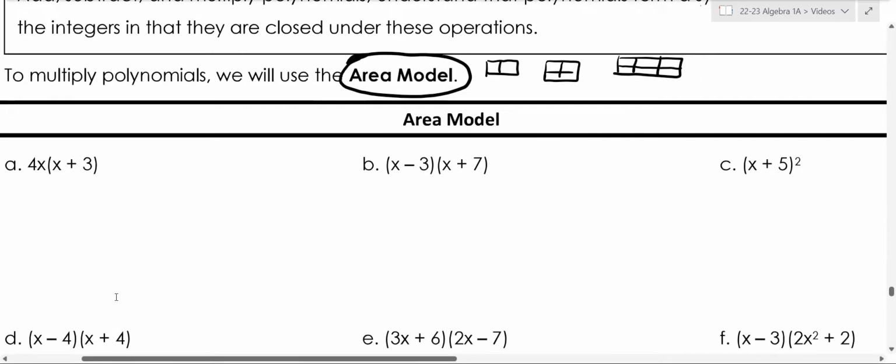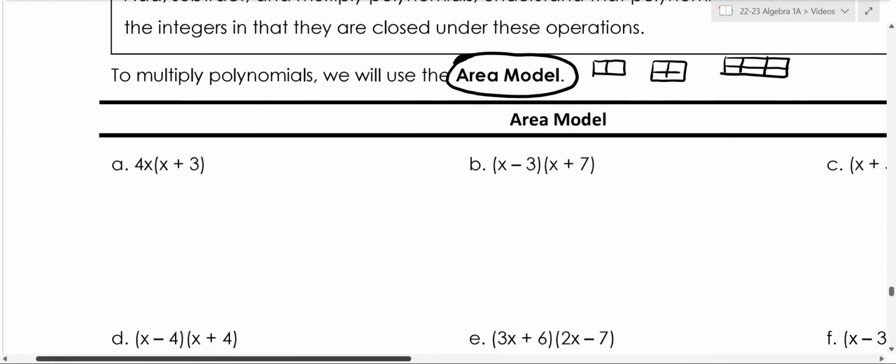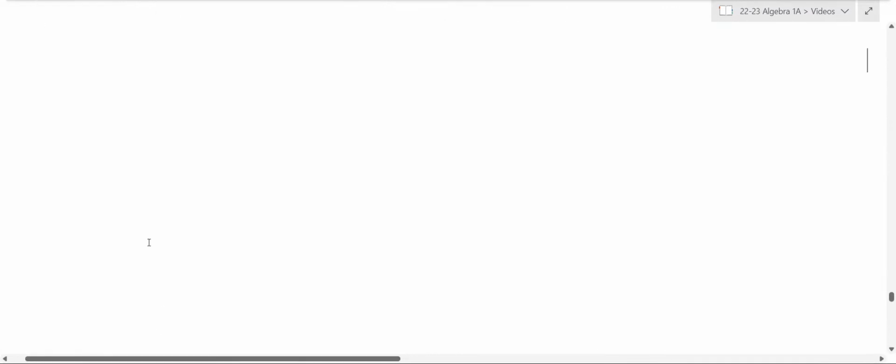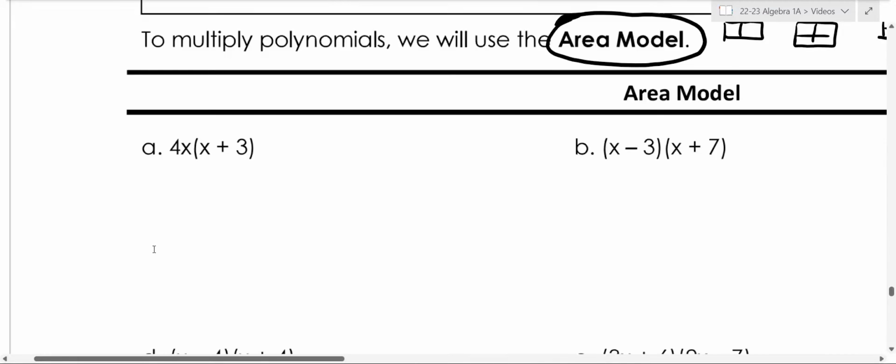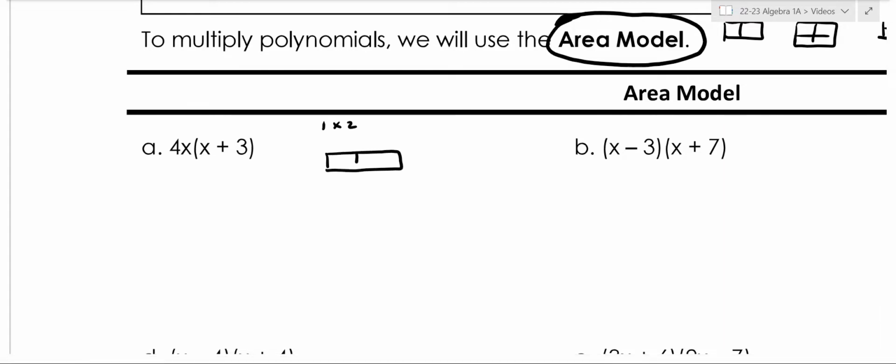In order to use the area model, you have to be able to tell the number of terms. I feel that a lot of us already have good practice. So here we have 4x times the quantity of x plus 3. And so when I look at the 4x, I see one term. And when I look at the x plus 3, I see two terms. So this is going to be a 1 by 2. So that means one row, two columns.